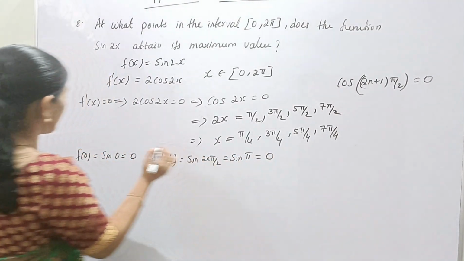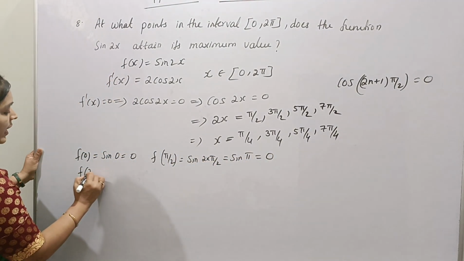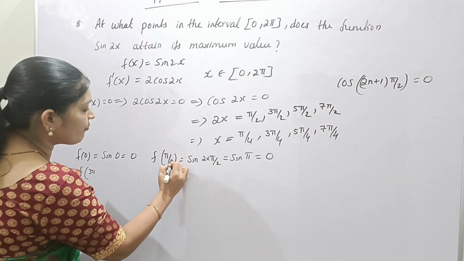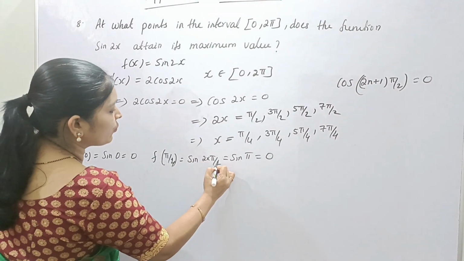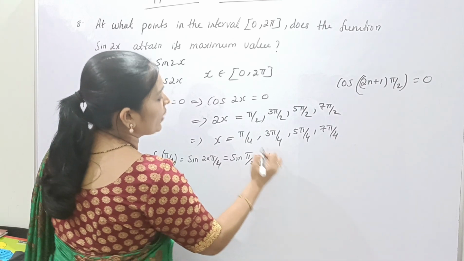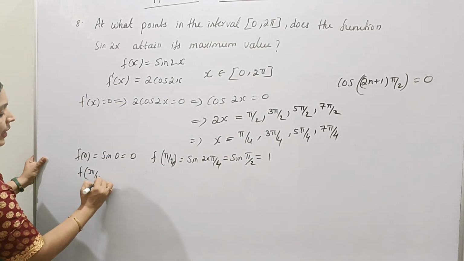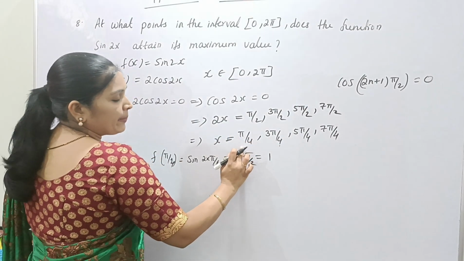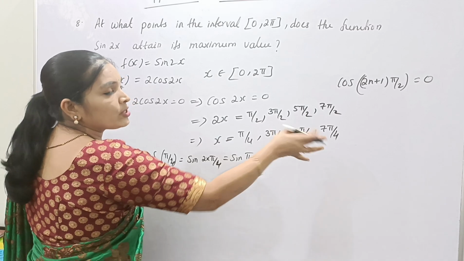So next, let's find f of pi by 4. Sin of 2 into pi by 4 is sin pi by 2, which is 1. Then 3 pi by 4. Our x values are pi by 4, 3 pi by 4, 5 pi by 4, 7 pi by 4.